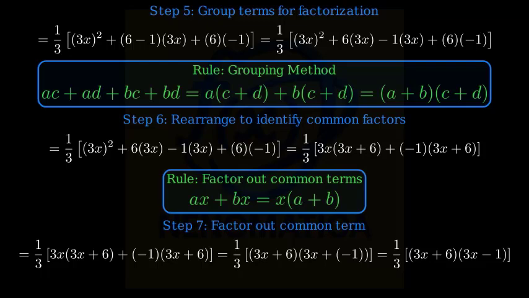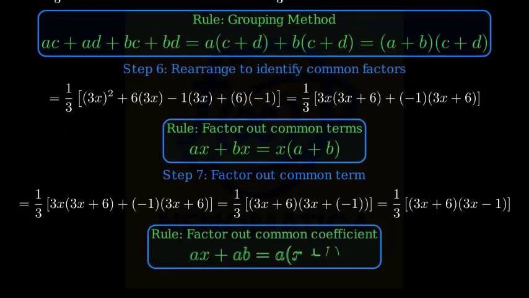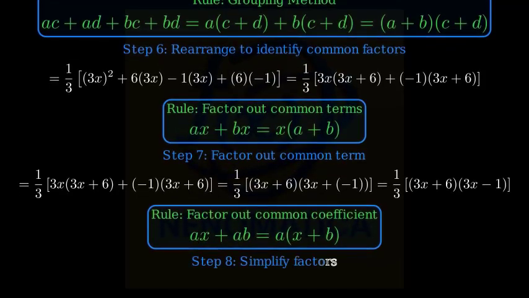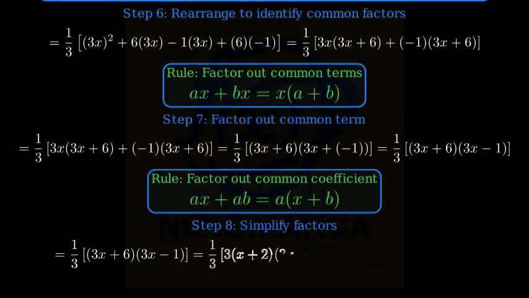For our eighth step, we'll simplify the first factor. We can factor out a 3 from 3x plus 6. So we get 1/3 times the quantity 3 times the quantity x plus 2 times 3x minus 1. This simplifies to 1/3 times 3 times x plus 2 times 3x minus 1.